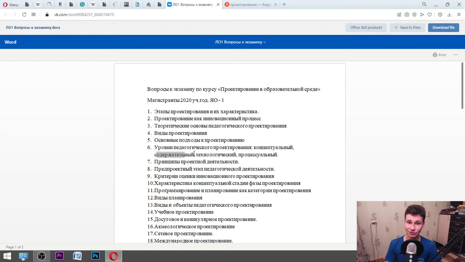The levels of pedagogic project creating: conceptual, содержательный, технологический, процессуальный. Conceptual means the concept, main idea. Содержательный means kind of more decomposing your concept. Next, технологический means technology that you use inside of it. Maybe some resources, some bases, some apparatus, some postulates of mathematics maybe you use inside of it. And процессуальный means process. So what's the sequence of doings you should do, okay?